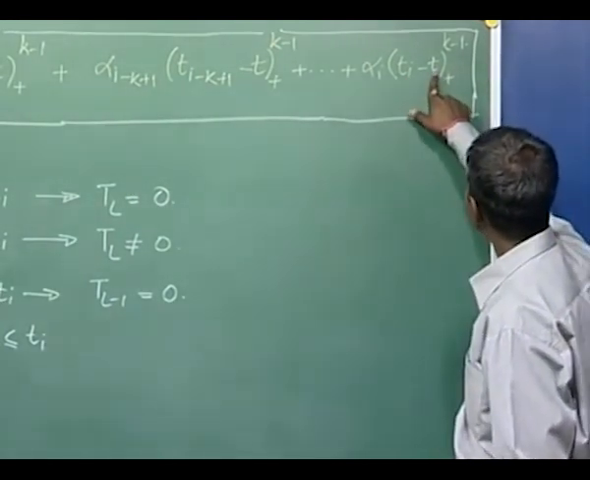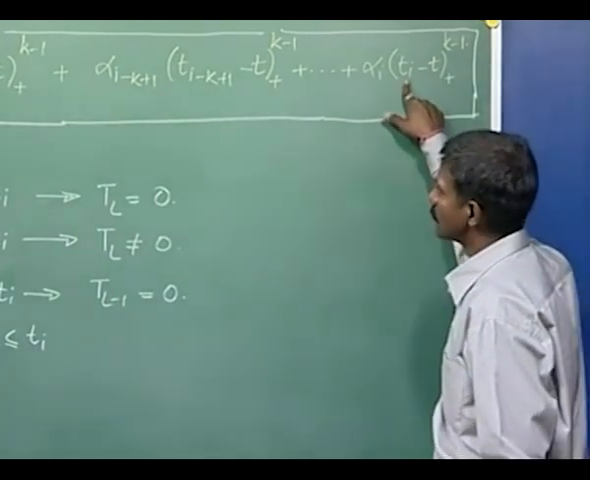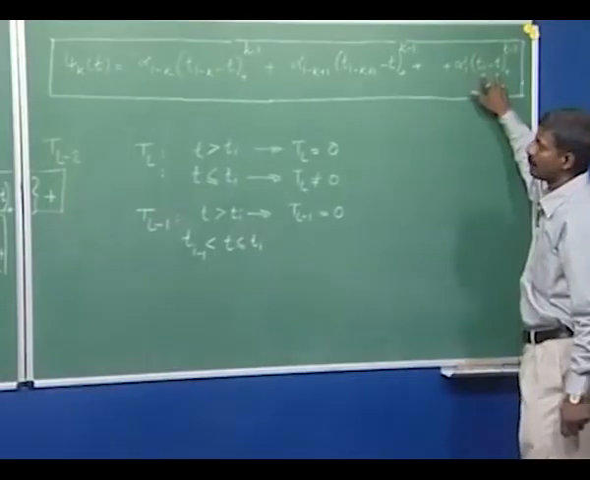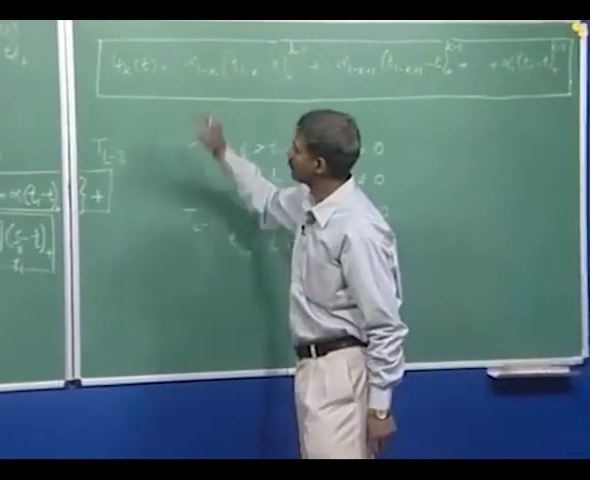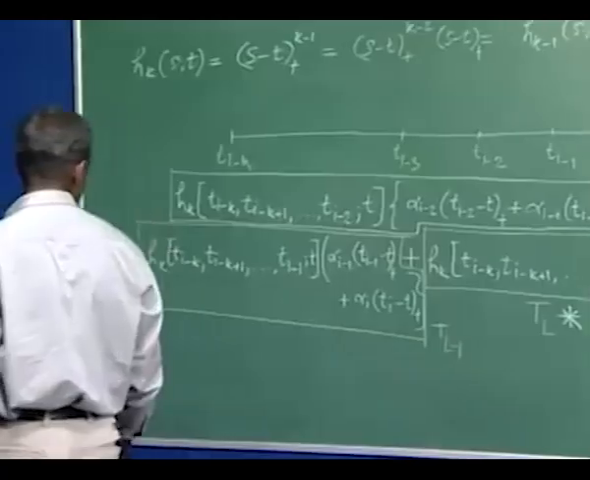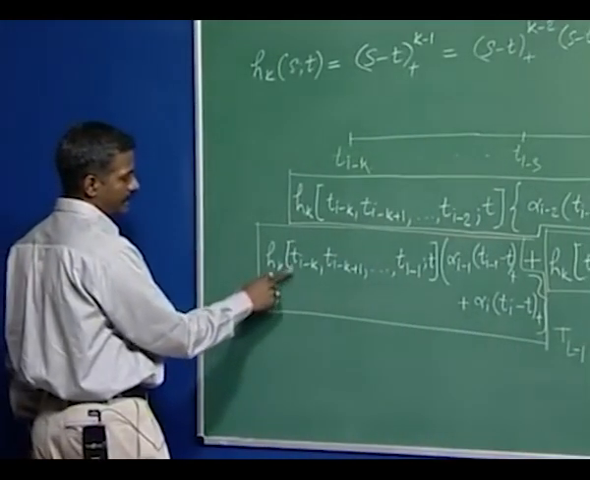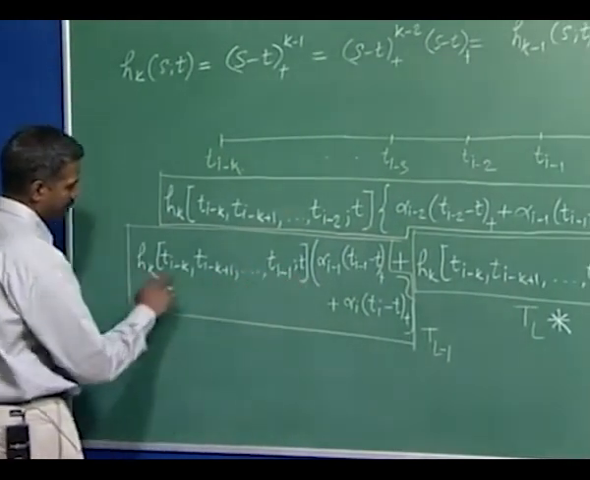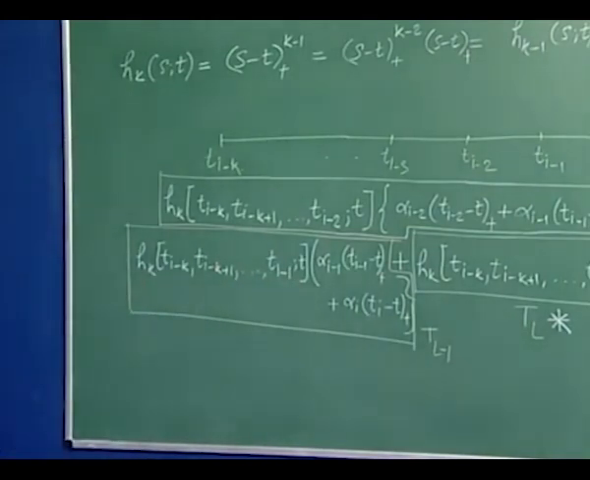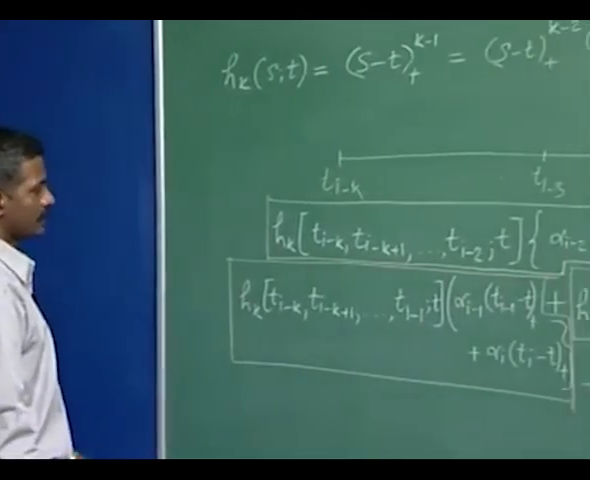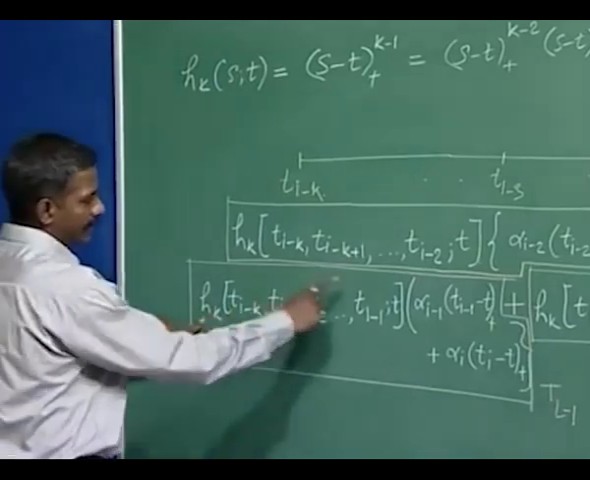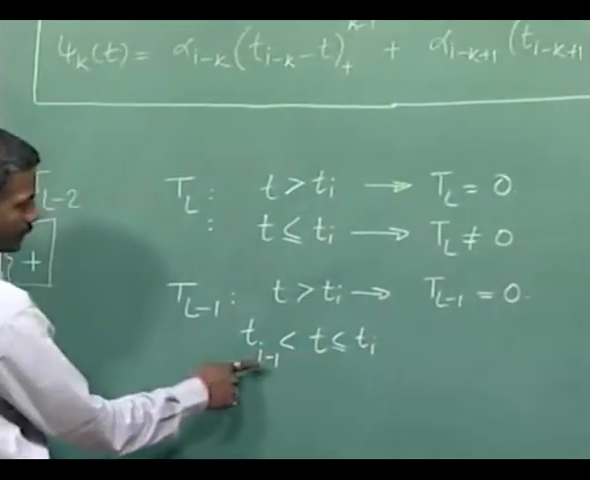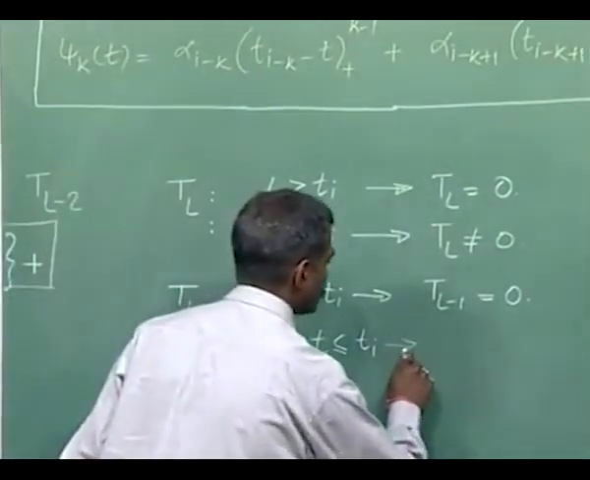And for values of t greater than t_{i-1}, you would notice that all these terms will be negative, and because of which this entire expression will be 0. And so h_k[t_{i-k}, t_{i-k+1}, ..., t_{i-1}; t], this expression here, will be 0. So to summarize, this entire expression here, T_{L-1}, for values of t greater than t_{i-1} would be 0.